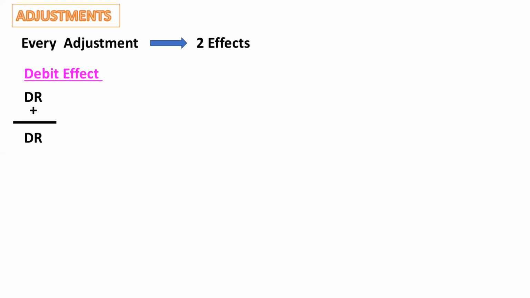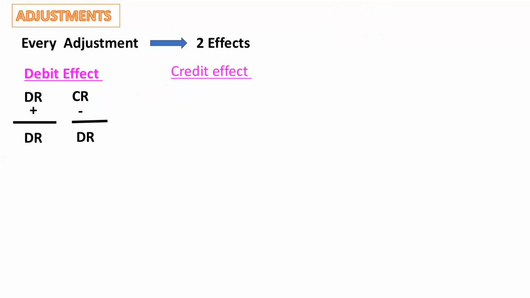Or another way to give a debit effect is that you subtract from a credit, the effect would be a debit effect. Subtract from a credit, I mean to say that you subtract from an item which has a credit balance. So if you subtract from an item which has a credit balance, the effect that we would get is a debit effect. So I'm saying that every adjustment has two effects. First effect would be a debit effect. How do we give a debit effect? Either you add it to a debit balance, or you subtract from a credit, and you will get a debit effect.